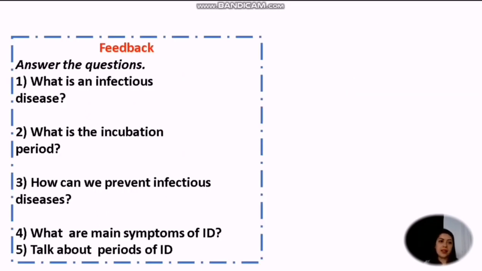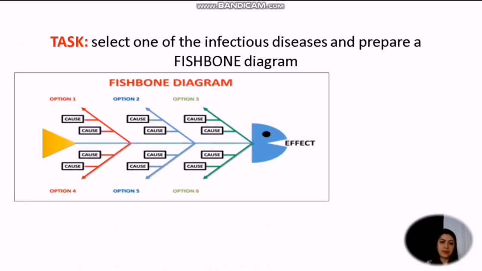Feedback. Answer the following questions. What is an infectious disease? What is the incubation period? How can we prevent infectious diseases? What are the main symptoms of infectious diseases? And please talk about periods of infectious diseases. Task. Select one of the infectious diseases and prepare a fishbone diagram.